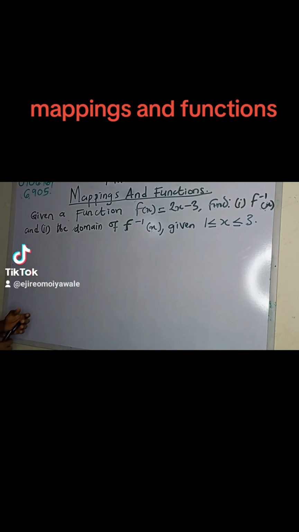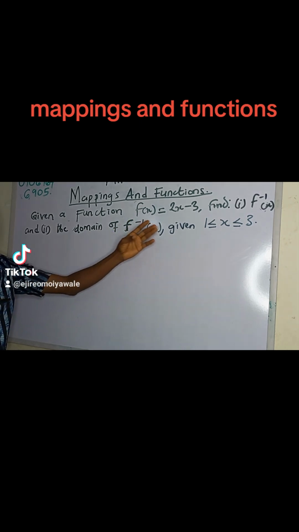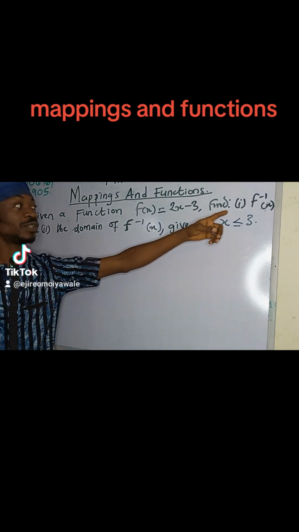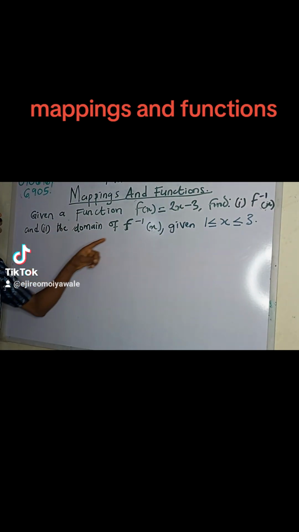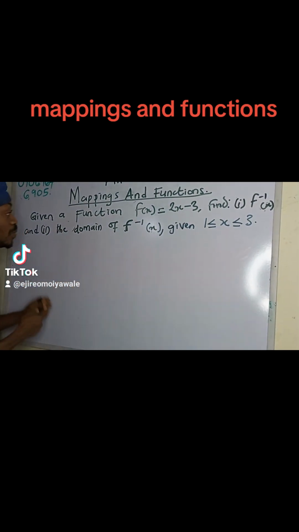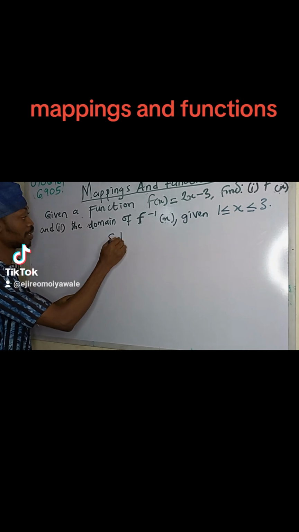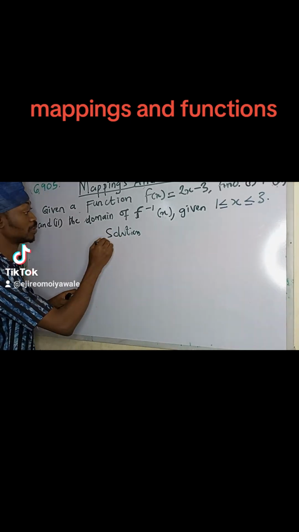Guys, welcome to my channel again, and this question is on mapping and functions. So given a function f of x equals 2x minus 3, we have to find number 1, f inverse of x, and number 2, the domain of f of x. So let's quickly just get into the solution.